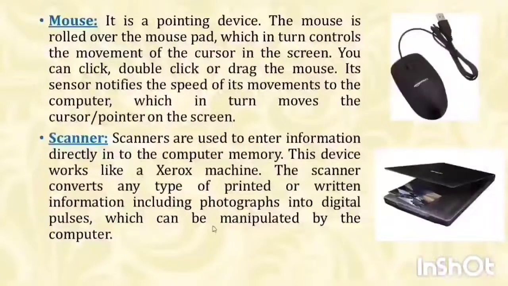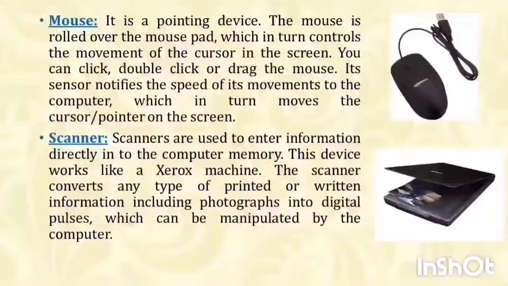Next example is scanner. Scanners are used to enter information directly into the computer memory. This device works like a Xerox machine. The scanner converts any type of printed or written information, including photographs, into digital pulses, which can be manipulated by the computer. I guess all of you would have seen how Xerox machines work. You have to place the content facing the glass on the Xerox machine and then scan and print it. That is how a Xerox machine works. Likewise, the scanner also works.